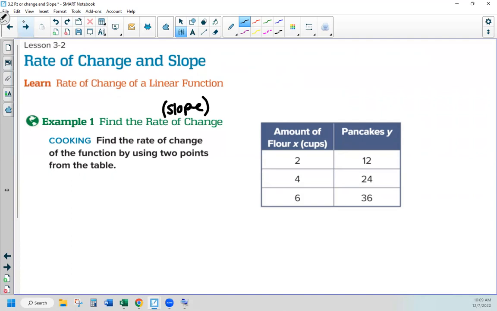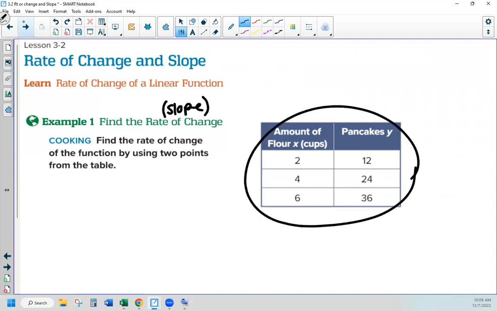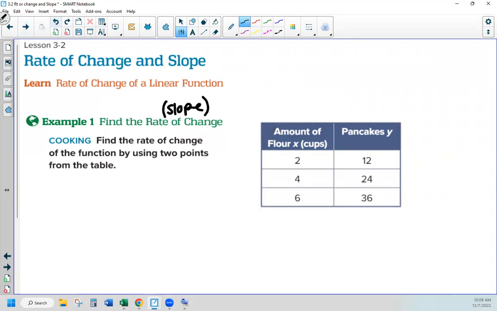The first thing you've got to understand is a few lessons ago, we learned how to tell if a table creates a line. A table creates a line if your X and your Y numbers have a pattern by addition. You could see that from 2 to 4 and from 4 to 6, there is a pattern of addition of 2. And from 12 to 24, that's a jump of 12. From 24 to 36, that's also a jump of 12. So yes, this is linear.